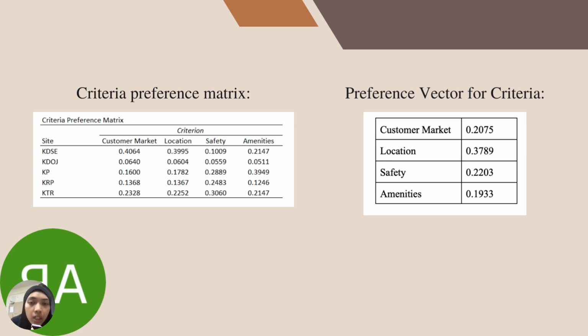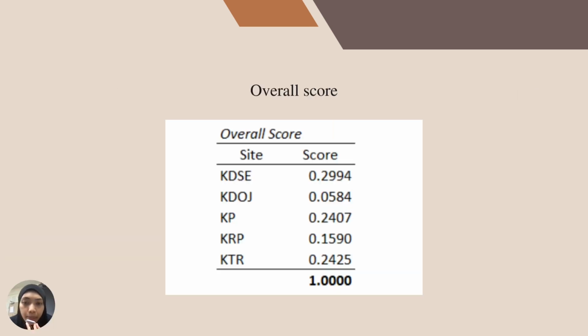From here, we will get the average for each criterion. We have customer market with an average of 0.2075. For location, we have 0.3789. For safety, we have 0.2203. And lastly, amenities, we have 0.1933.